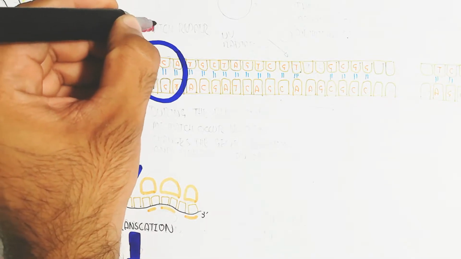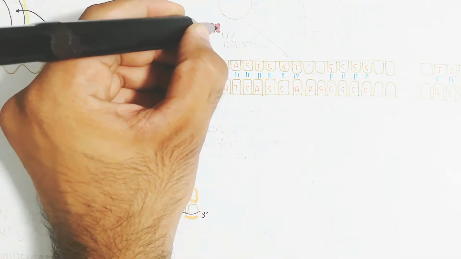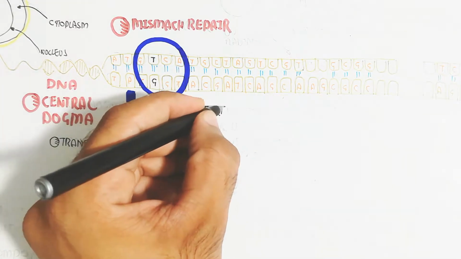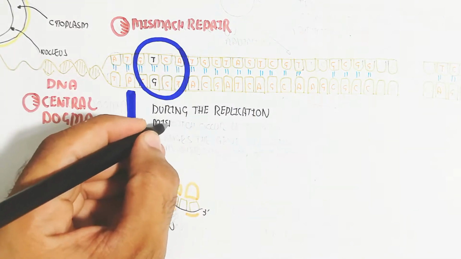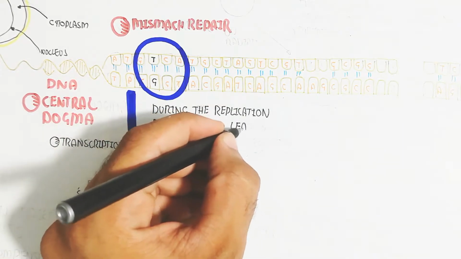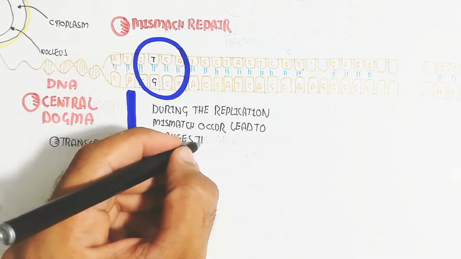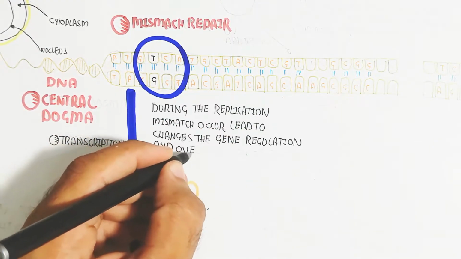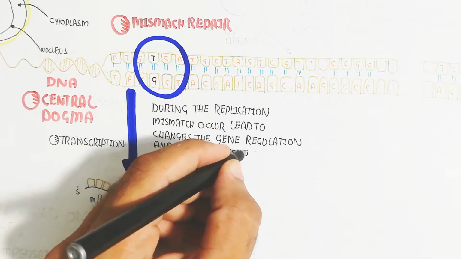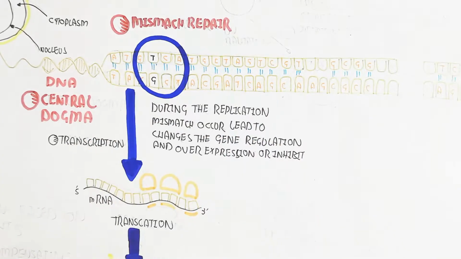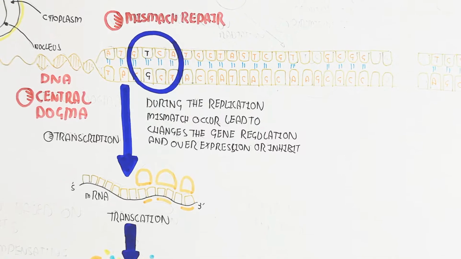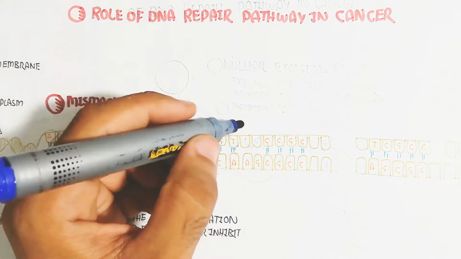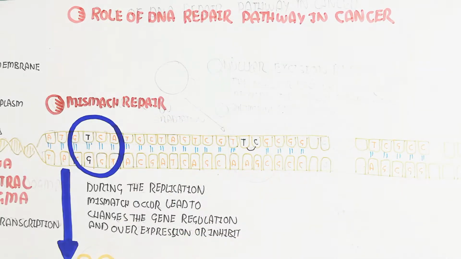So here is the mismatch repair. During the cancer stage, mismatch is a possibility. In this way, during replication, a mismatch occurs and leads to changes in gene regulation and expression or inhibition, which will lead to oncogene activation or inhibition of the oncogene regulation or oncogene inhibitor promoter. So the inhibitor gene can be blocked.